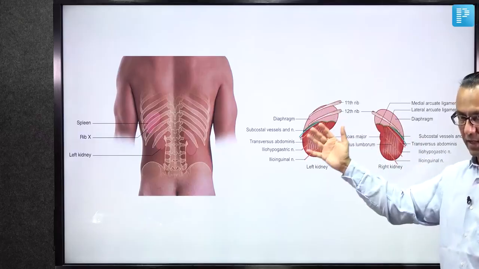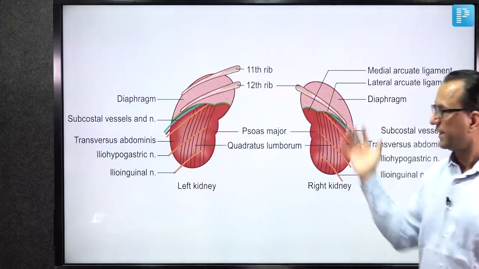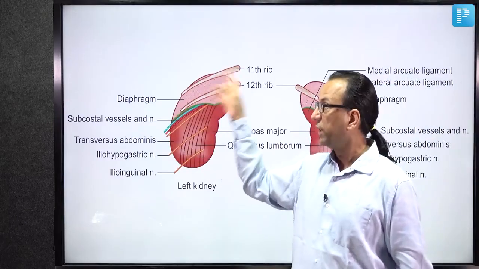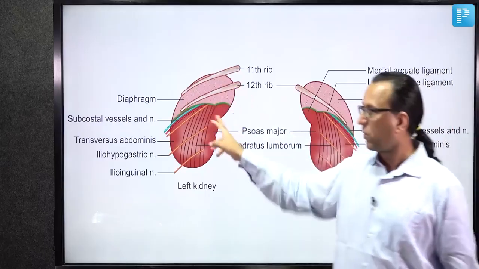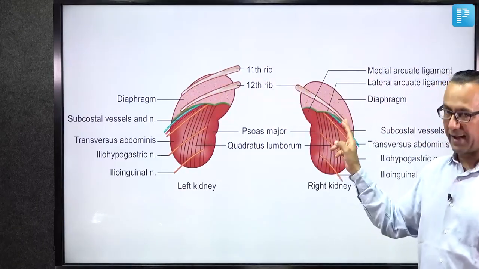Let us magnify this area now. So this is the posterior view of the left kidney and the right. Right relates with only 12th rib and the left is higher, so it relates with the 11th rib as well. Under the 12th rib, you have subcostal neurovascular bundle. So that will be related to both the kidneys.